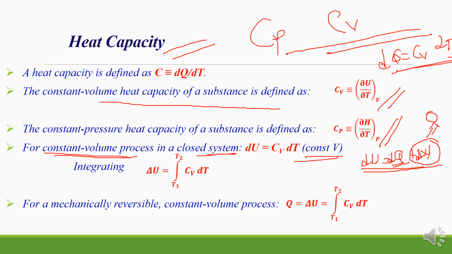right. Where did this come from? What is this dQ is equal to Cv dT? This is nothing but from this equation, it is analogous to this here. If you see, this is very simple, right.